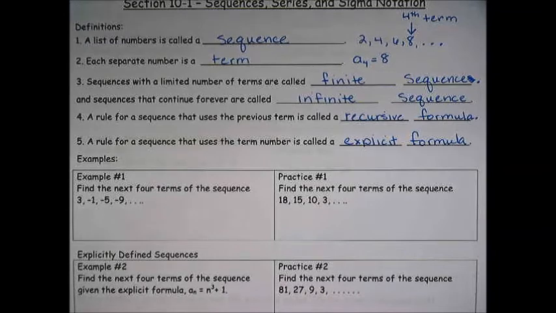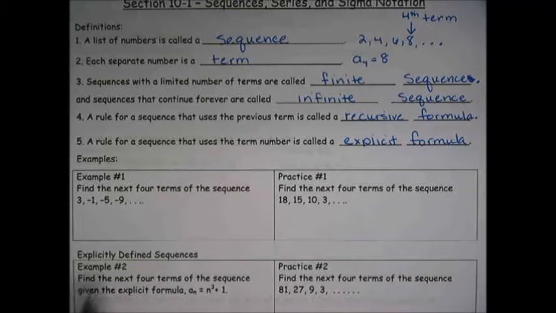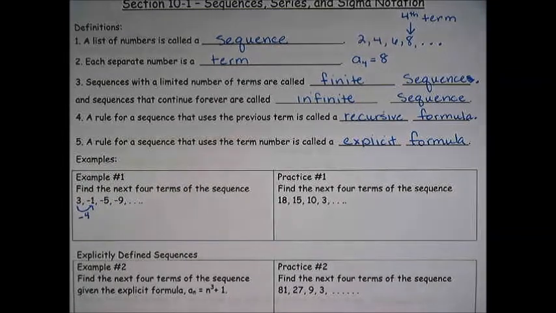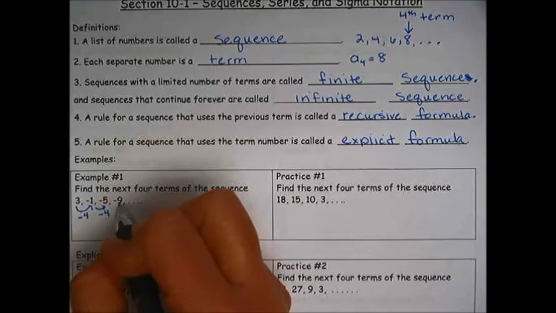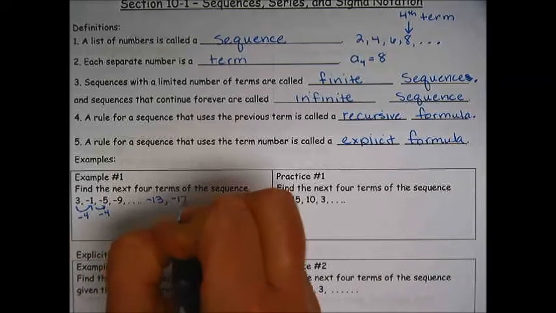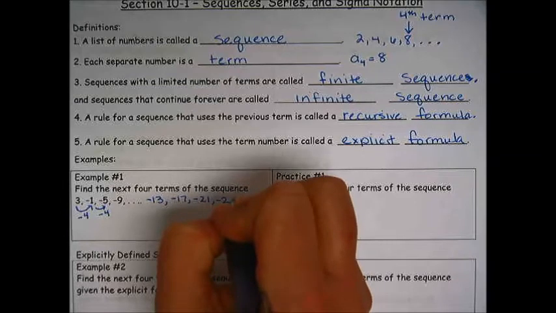So here's example 1. The first thing it asks us to do is find the next 4 terms of the sequence. So we have to figure out the pattern: 3, -1, -4, -9. We can see that it's going down. We just have to figure out what number I would subtract from 3 to get -1, and that would be subtract 4. -1 minus 4 would be -5. If I kept doing that, -9 minus 4 is -13, -17, -21, and -25.